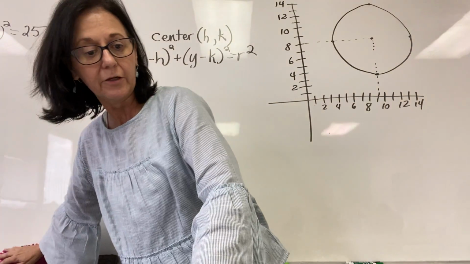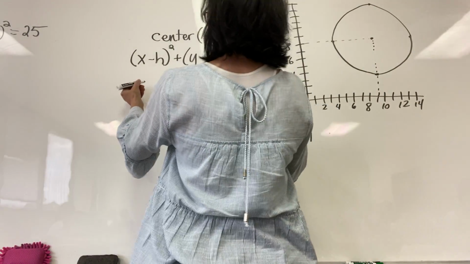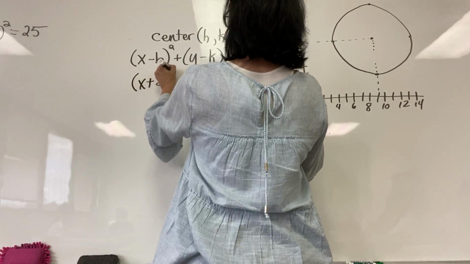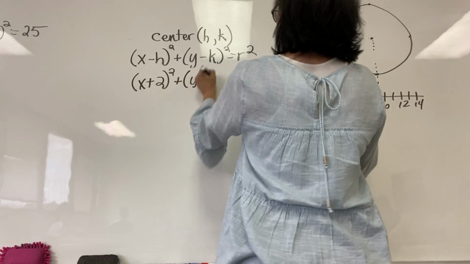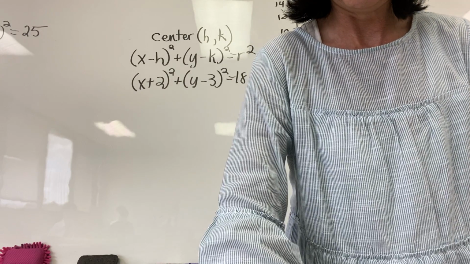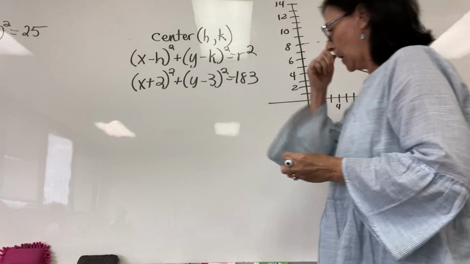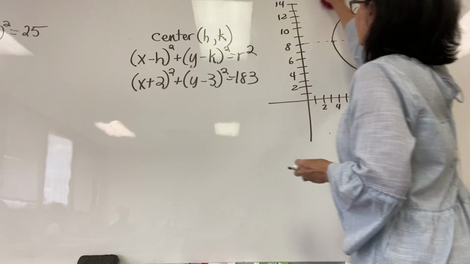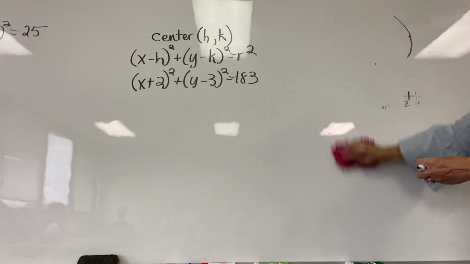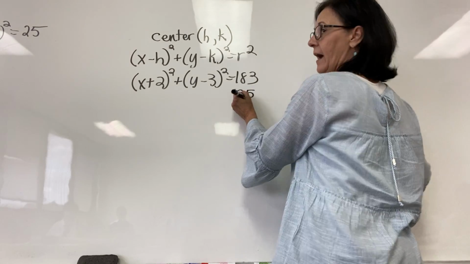I'm gonna change it up a little bit. Let's do number 3 on your paper. Number 3 is x plus 2 squared plus y minus 3 squared equals 183. What's the radius? What's the square root of 183? 13 and a half. So we're going to say it's about 13.5.